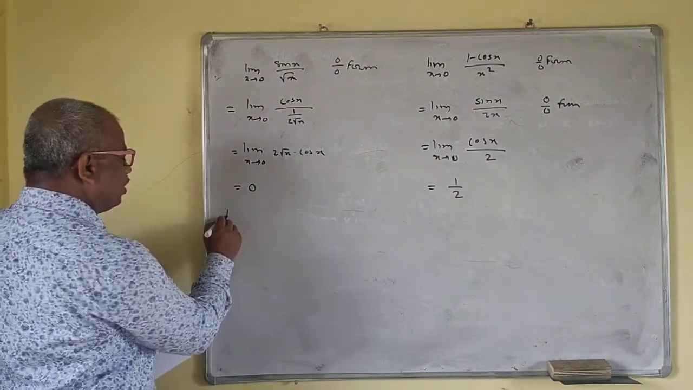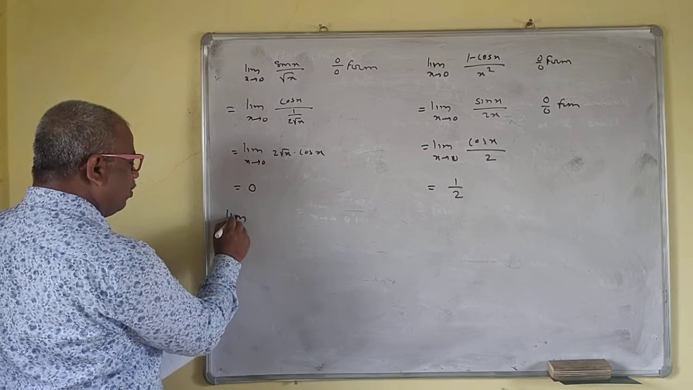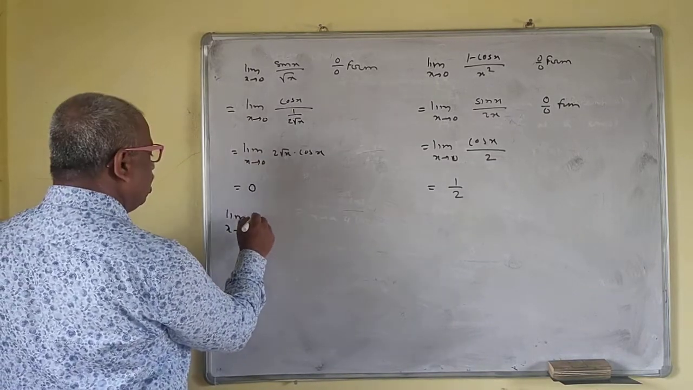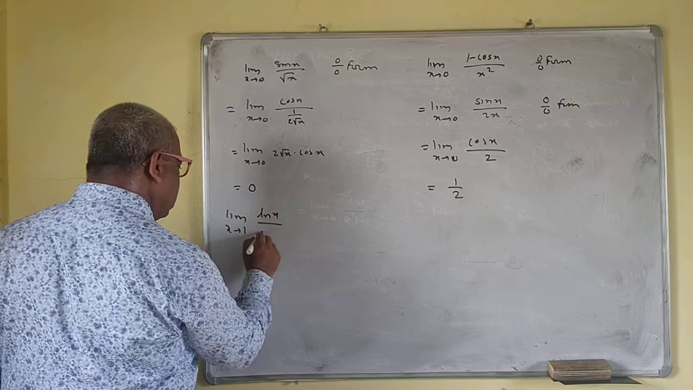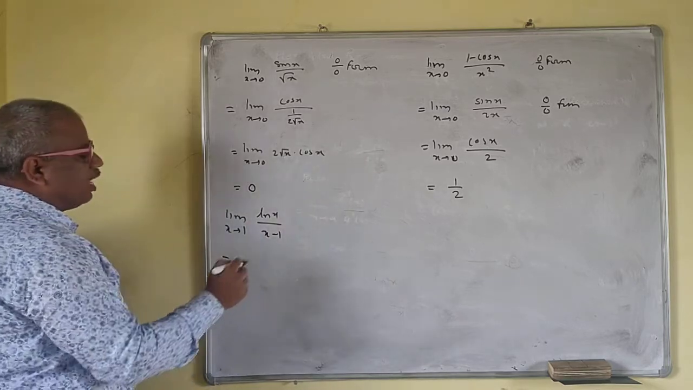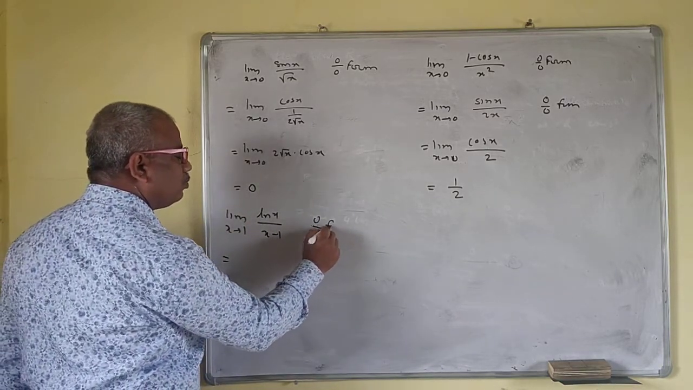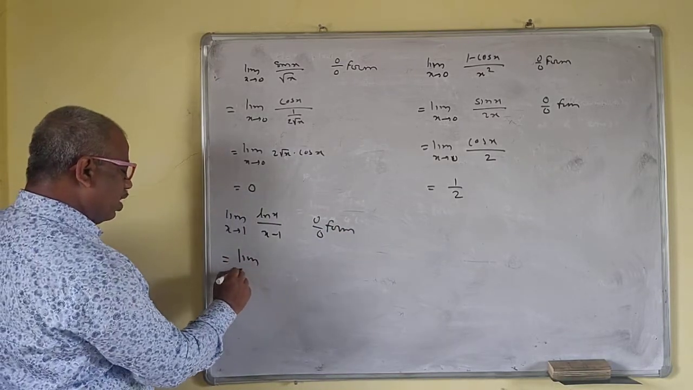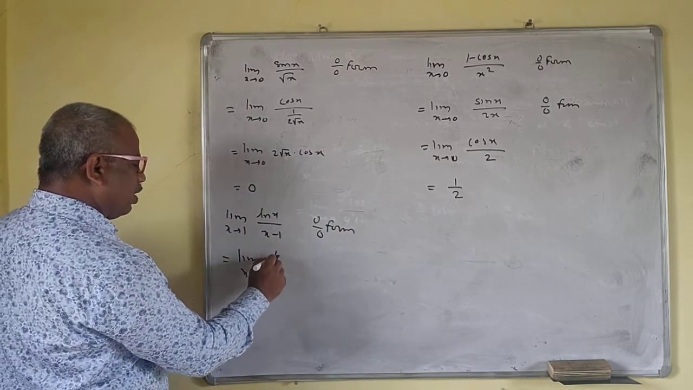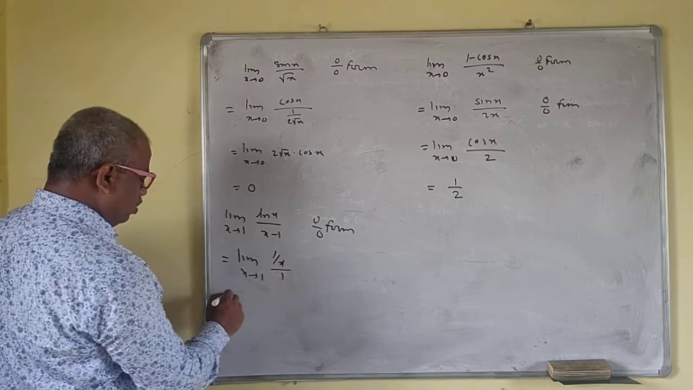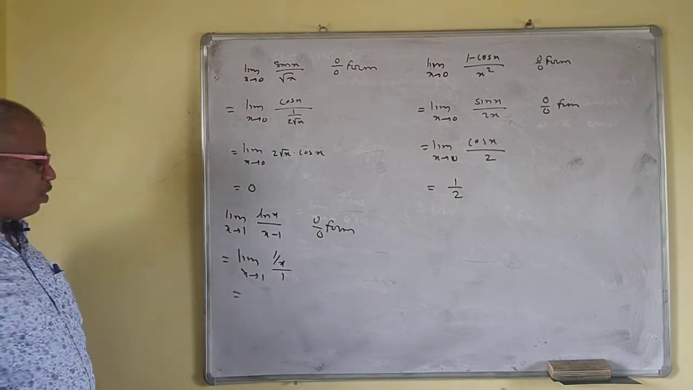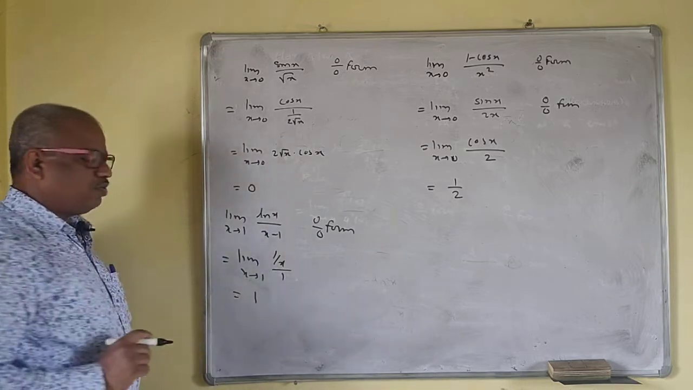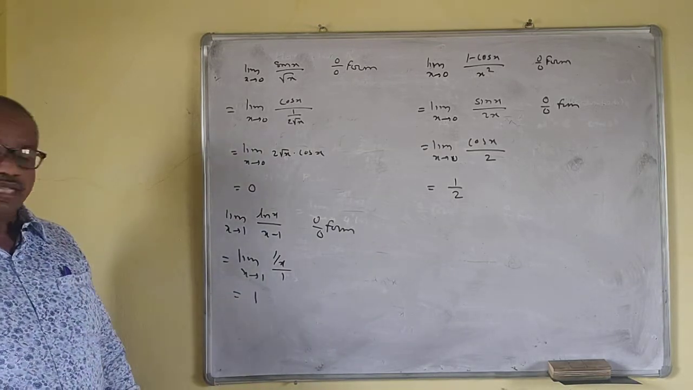Next, limit x tends to 1, ln x upon x minus 1. Again this is 0 by 0 form. So limit x tends to 1, 1 upon x upon 1. Now it is not 0 by 0 form. So this is 1 upon 1, which is 1. So the value of this limit is 1. Easily you can find this.